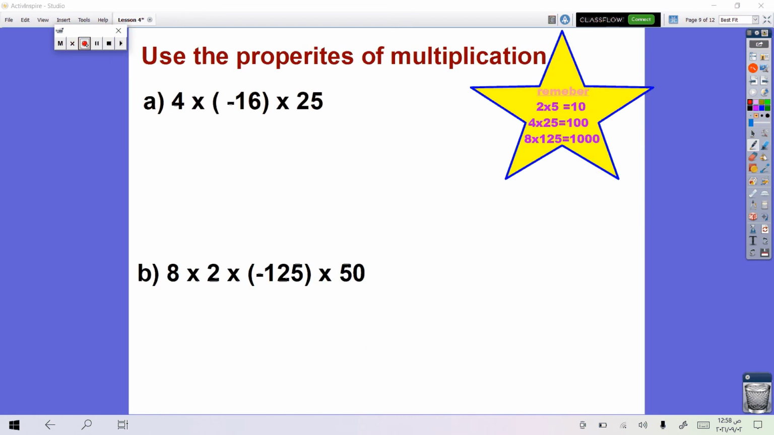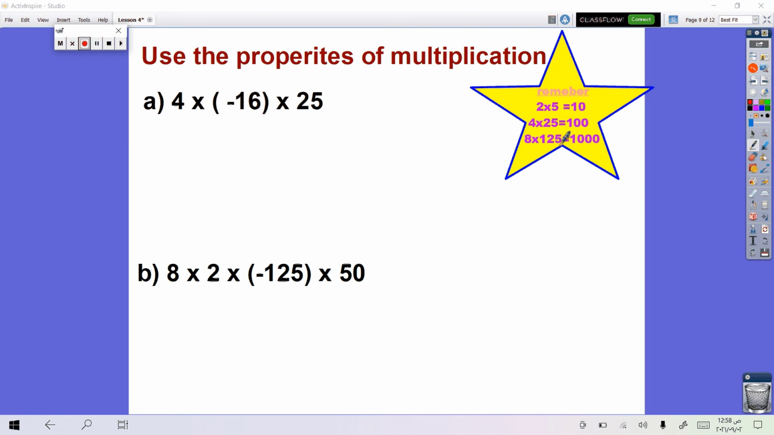Question number 1. Use the properties of multiplication. Here you have to show the steps and you have to write the name of each property. The first one, 4 by negative 16 by 25. First, let's remember friends of multiplication. 2 by 5 equal 10. 4 by 25 equal 100. 8 by 125 equal 1000.